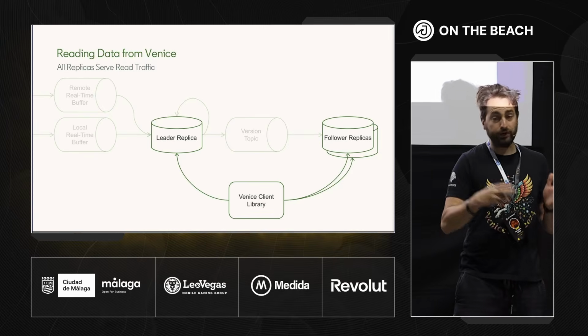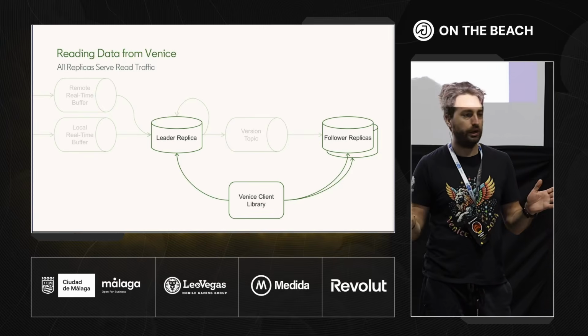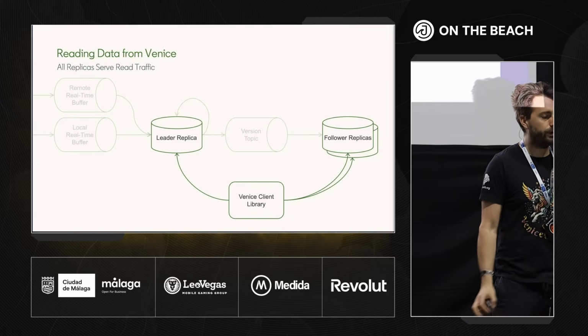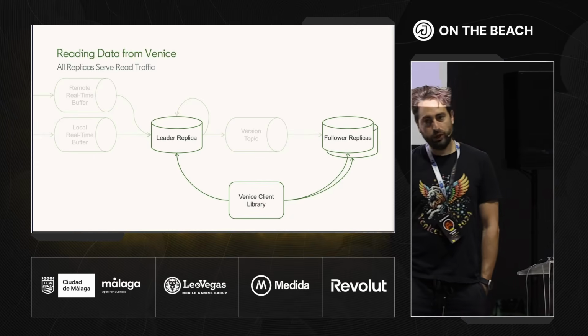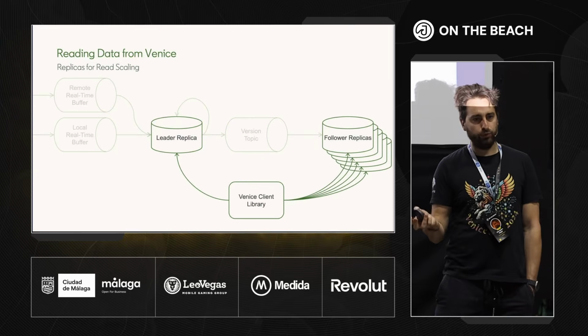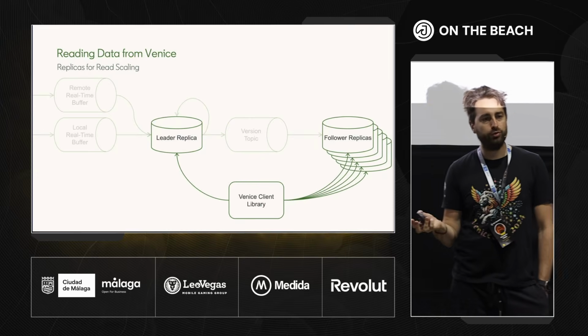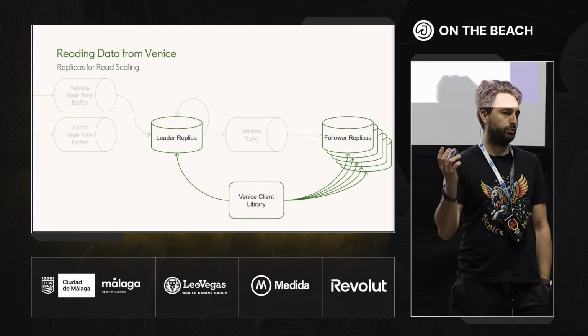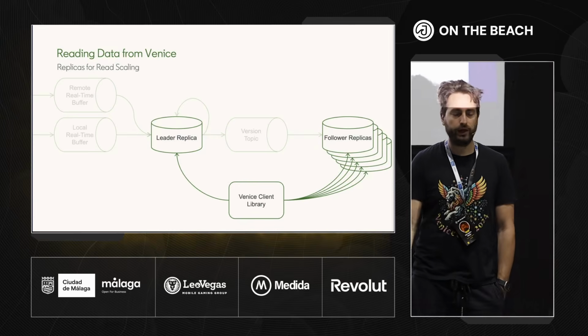So this is an availability-oriented system, and consistency is always eventual. In addition to helping with availability, the replicas can also help with read scaling. So for very high throughput use cases, we provision them with a higher replication factor.